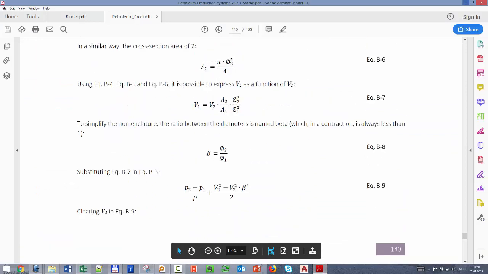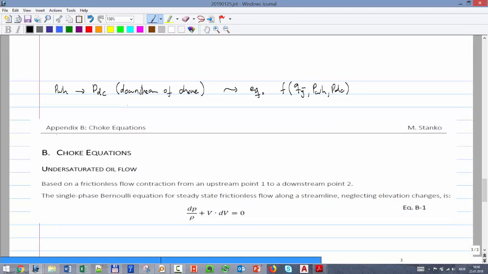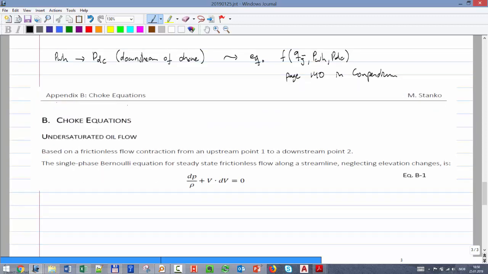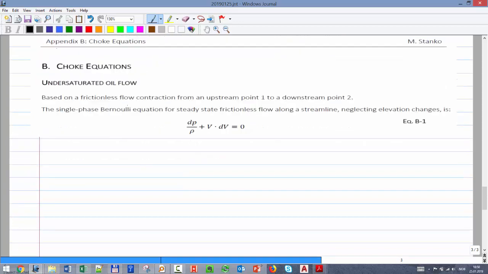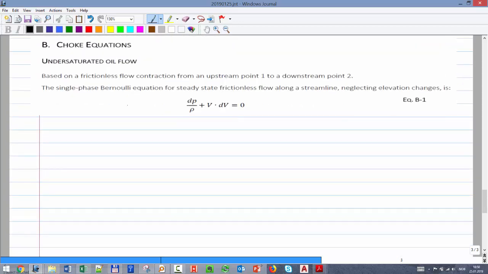And that's page 140 in the compendium. Okay, but let's look at that in an easier way. A choke is basically a contraction, and I can have that contraction in many ways. But I'm going to make it very simple here.